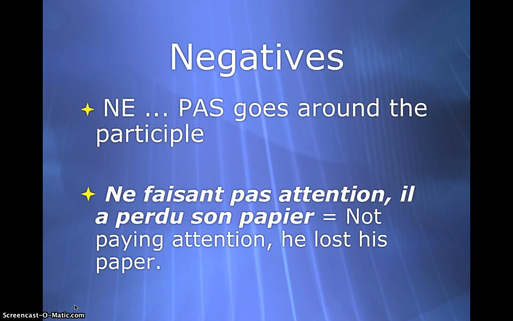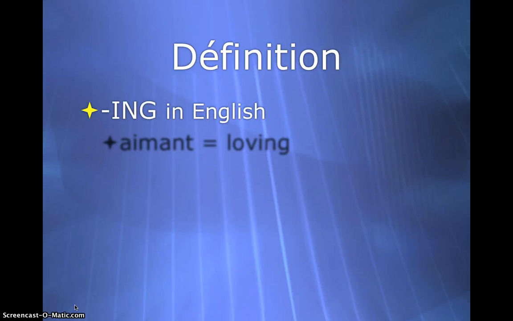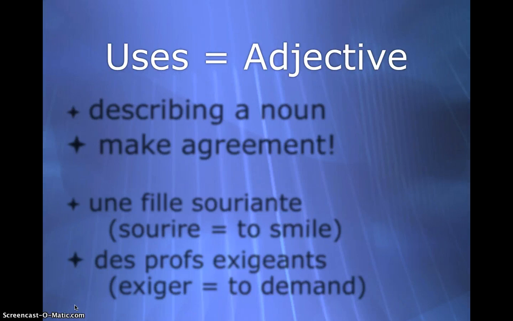All right, let's get ready to talk about how we translate these into English, and you might have already figured it out. It's the ing in English. So aimant, loving. That's really the straight up English translation, pretty straightforward and might seem familiar from some of our vocab words. How can we use the participle?